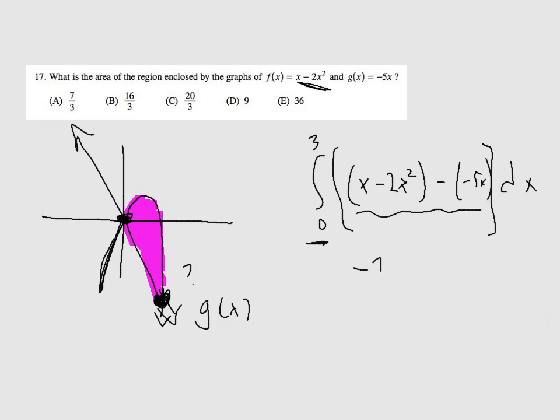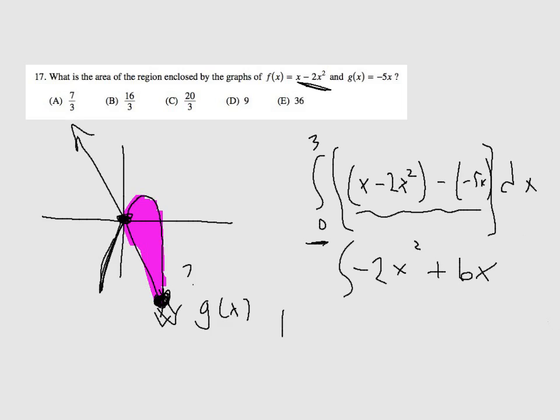I'm going to look at this integrand and add like terms, subtract like terms. So I'm going to have negative 2x squared plus 6x. This becomes positive, and I add it to the x. Now this is what I'm taking the integral of.